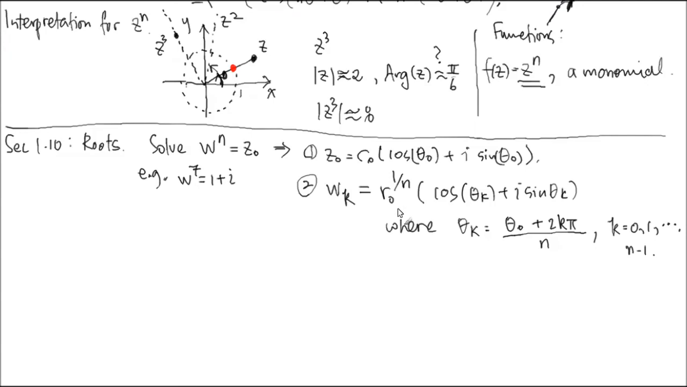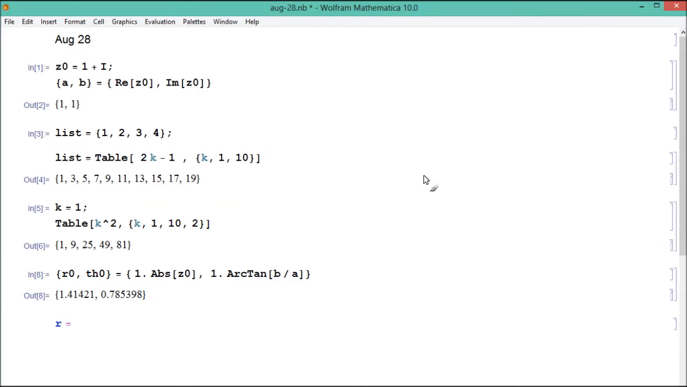The formula here is that the modulus of our solution does not depend on k. So the R0, the seventh root, goes in like this, 1 over 7th. That's going to be the same modulus for all 7 solutions. How about the angle?